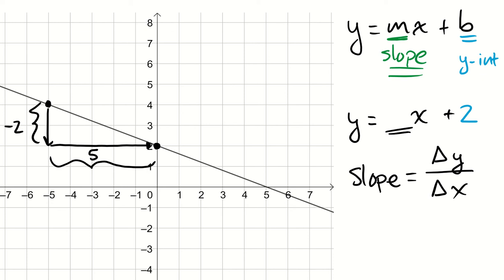So now that I know my change in y, y is going down by 2, and I know the change in x, it's going up by 5, I can write the slope. The slope for this line is equal to -2 over 5.